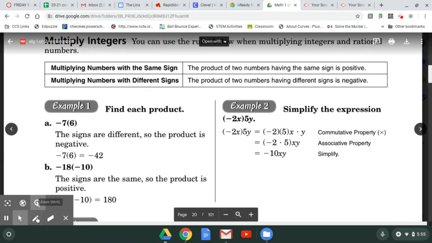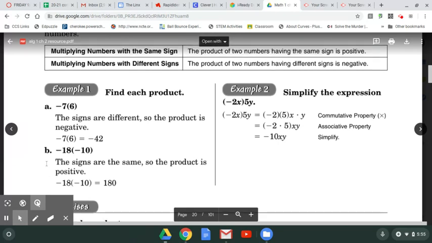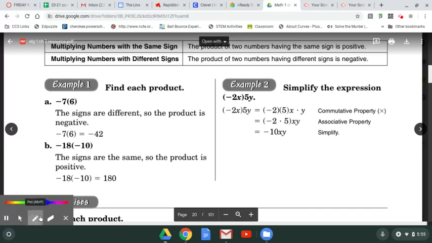Okay. So here we have examples. Negative 7 times 6. It's a negative times a positive, so the answer is negative. 7 times 6 is 42, so the answer is negative 42. Negative times a negative is positive. 18 times 10 is 180. So a negative times a negative, positive answer.